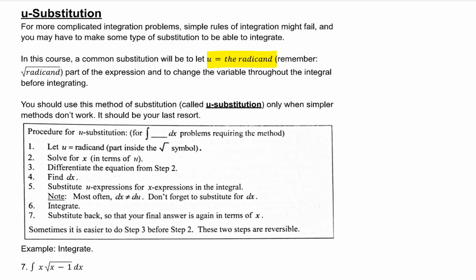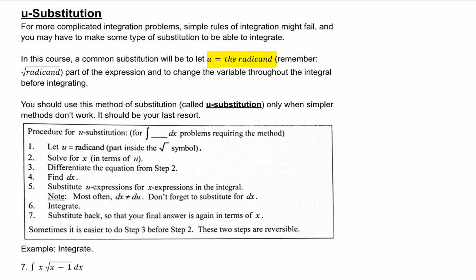Solve for x in terms of u, differentiate the equation from step 2, and then find dx. Substitute u expressions for x expressions in the integral. Most often, dx does not equal du, so don't forget to substitute for dx. Then integrate and then substitute back so your final answer is in terms of x.